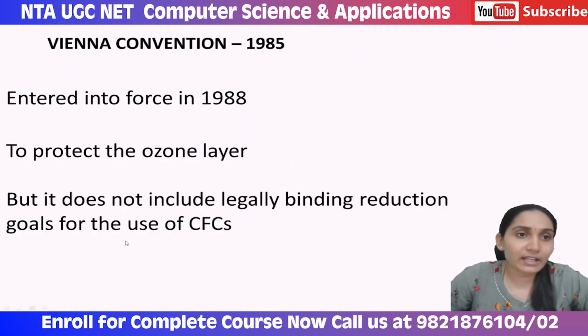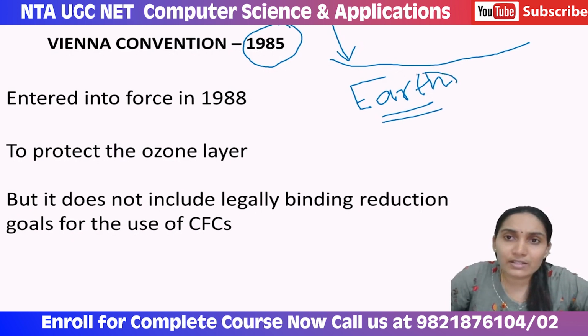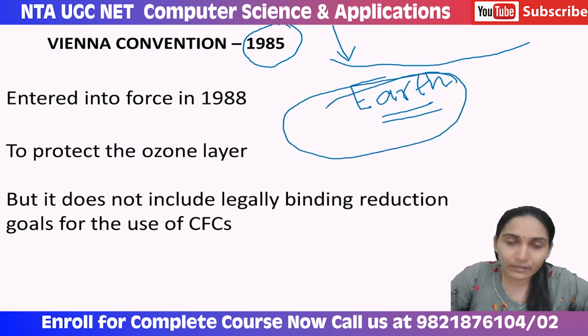Next one is Vienna Convention of 1985. Vienna Convention is basically to protect the ozone layer. If you can recollect, we discussed the ozone layer. The purpose of the ozone layer is to protect the earth from the ultraviolet radiations. So the ozone layer acts as a blanket which ensures the protection of the earth from the ultraviolet radiations.